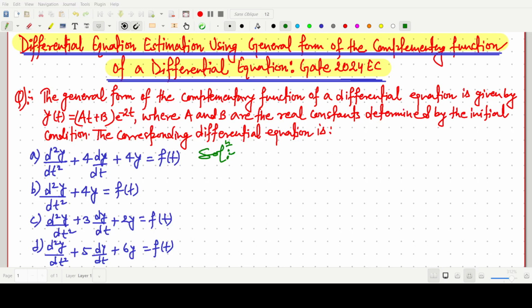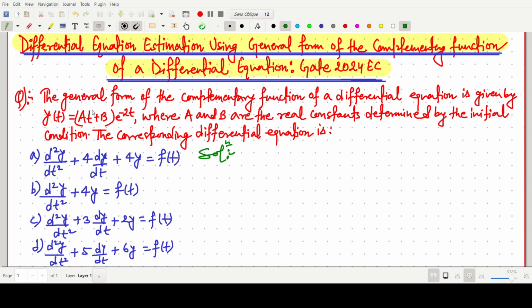Welcome everyone. In this video lecture, we will solve a GATE 2024 EC question in which we have to estimate the differential equation using the general form of the complementary function of a differential equation. So, in the question, the complementary function of a differential equation is given. So, we have to find the differential equation.